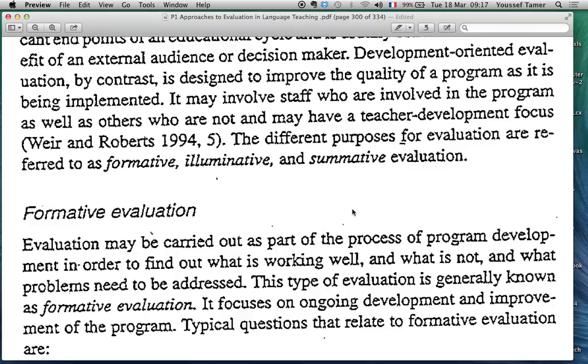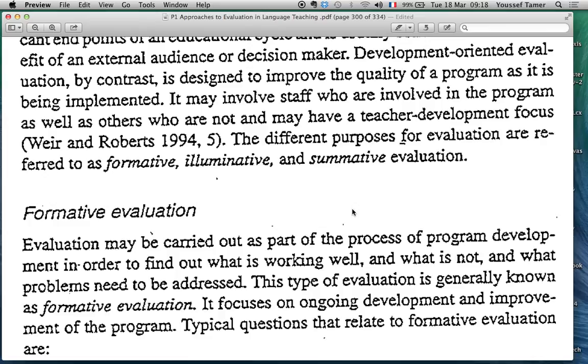Development-oriented evaluation, I think the audience of this kind of evaluation is the teachers. They try to see the weaknesses, where they should work more, where they should work less, in order to achieve the goals of the program. Yeah. And the accountability, it is how the quality of the product they have.